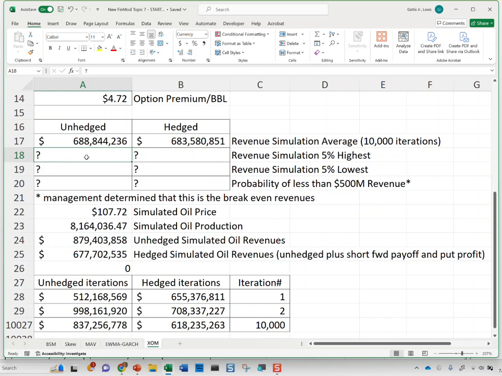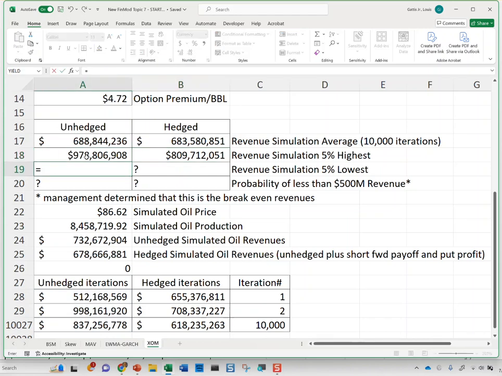What's the 5% highest and lowest? And then we're also going to calculate the probability that the revenues could be less than 500 million. Maybe the management determined that at $500 million, they would lose money, have negative profits. So they're really concerned about that critical value. So we can do a LARGE function. Large, put in the array, comma, 500, the 500th largest. So it looks like revenues could have been 978, but with hedging 800.